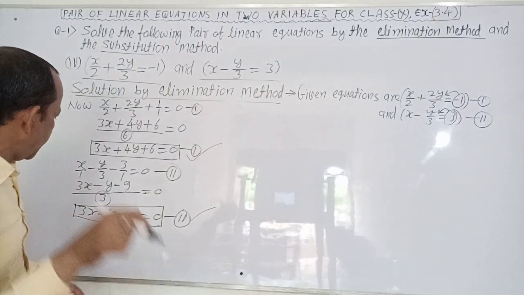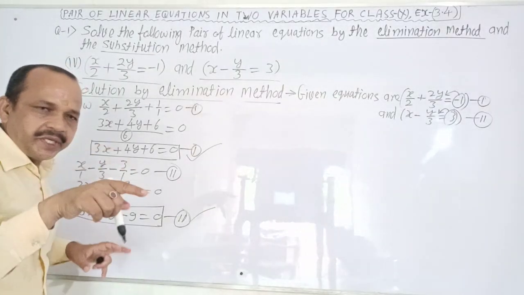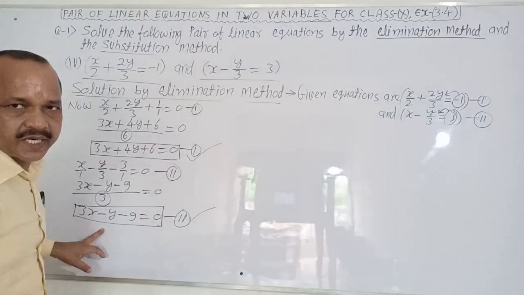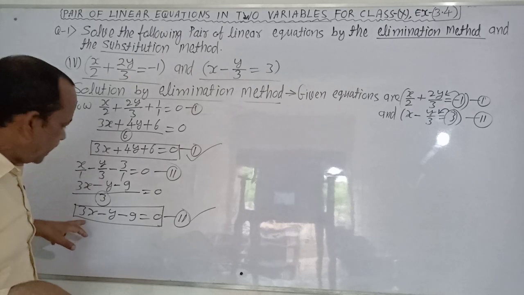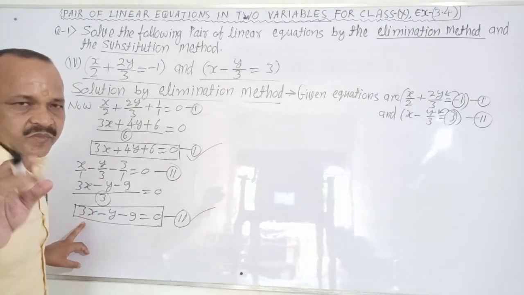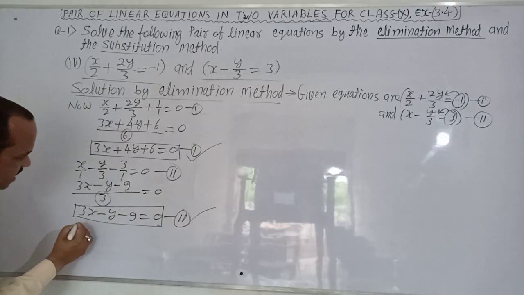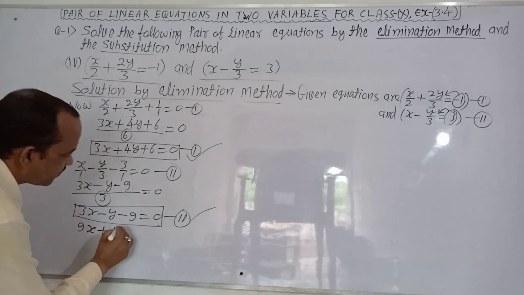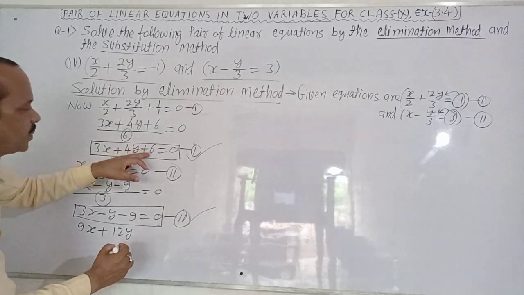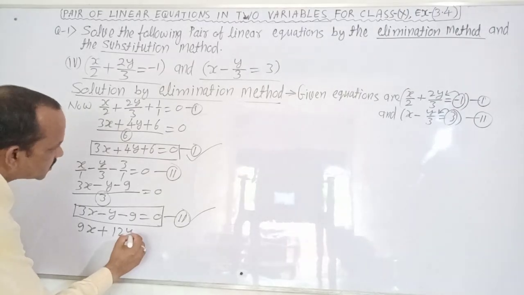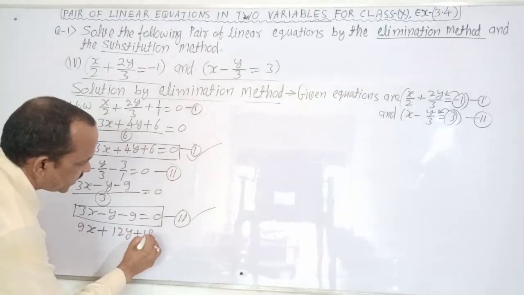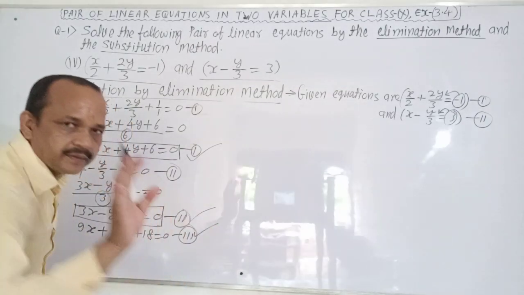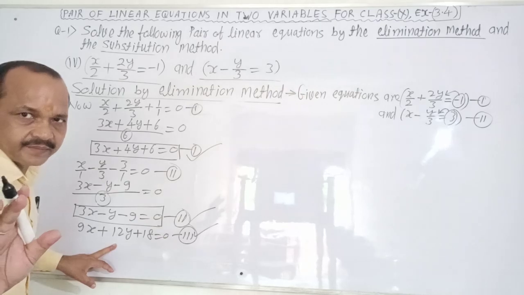Now you multiply by 3 in equation first and multiply by 3 in equation second, because here 3 and here 3. Clear? It becomes 3 3s are 9x plus 3 4s are 12y plus 3 6s are 18 equal to 0. It is equation third. Equation third is clear?